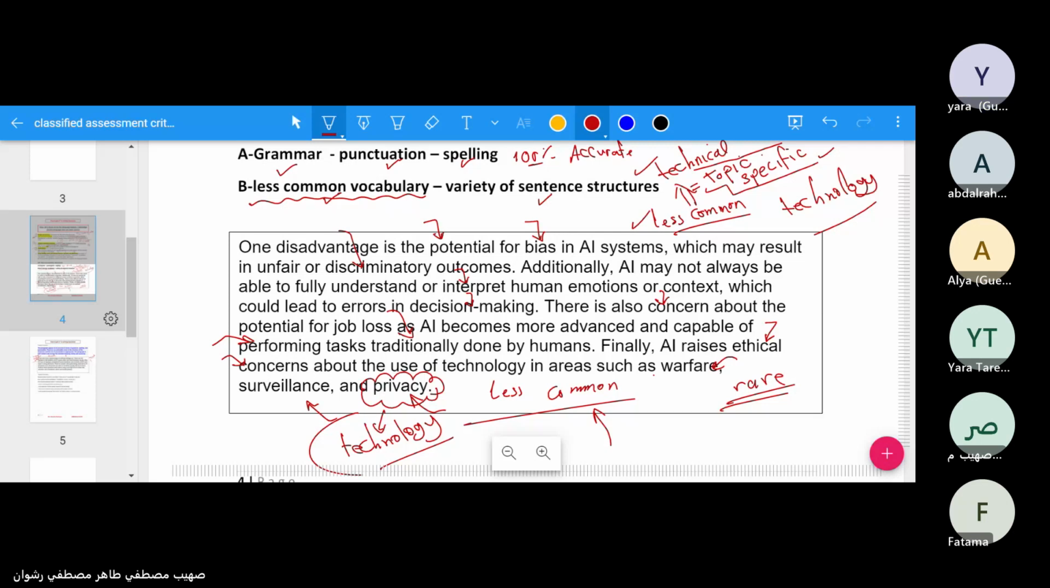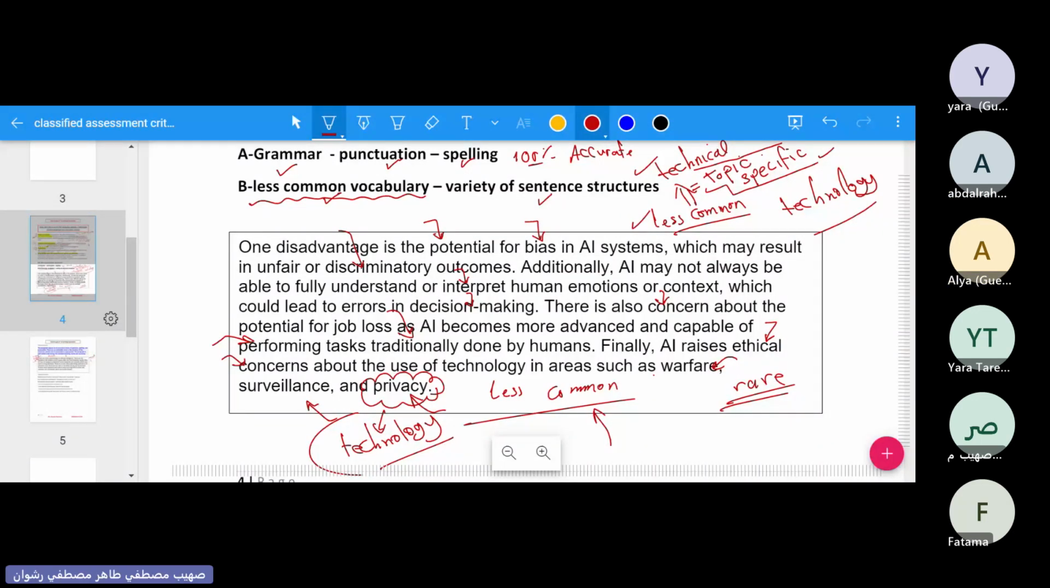Yes. This point is clear, inshallah? Fatma, Yara, Alia and Abdurrahman, any question about this part? No. No, sir. No question. Alhamdulillah, so everything is clear.